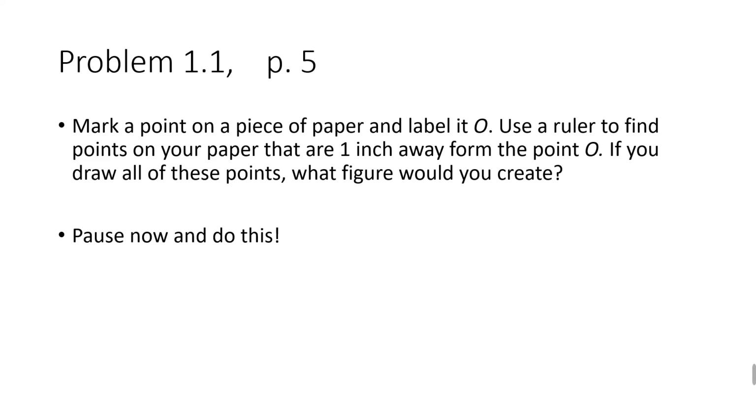So, problem 1.1, it's on page 5 if you want to be following along in your book. It says, mark a point on a piece of paper and label it O. Use a ruler to find points on your paper that are 1 inch away from, there's a typo, from the point O. If you draw all of these points, which figure would you create? Okay, so pause now and do this.